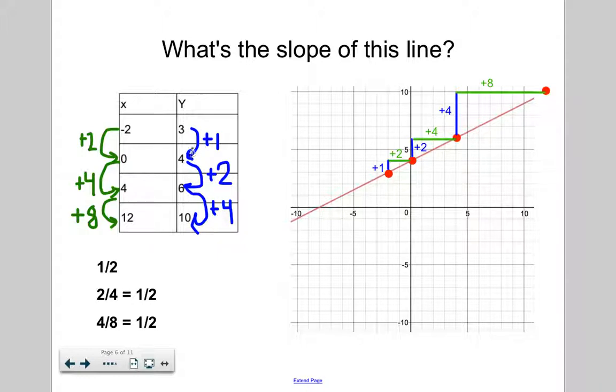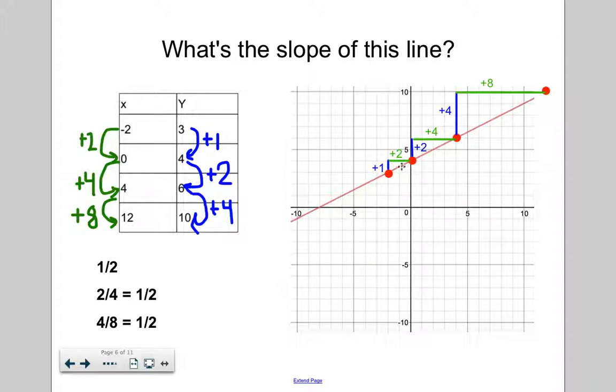So in a table, you could just look at it. I went from 3 to 4, that's a +1. From negative 2 to 0 is a +2. If you pick two other points, okay, 4 to 6 is a rise of 2, 0 to 4 is a rise of 4. Well, 2 over 4 reduces to 1/2. In a linear equation, the rate of change between all the points should be exactly the same.